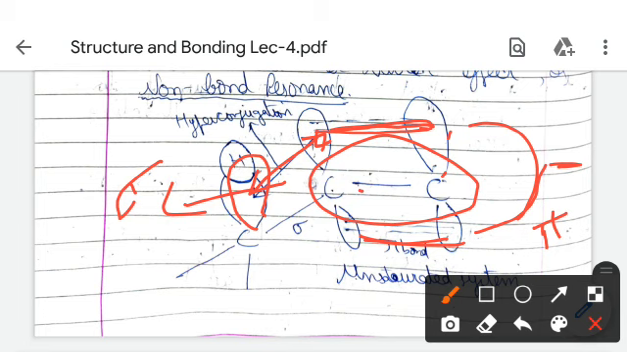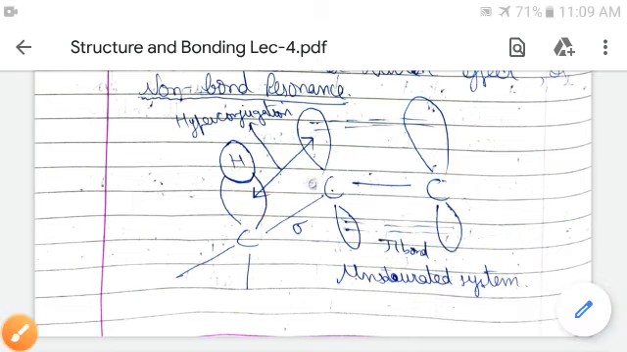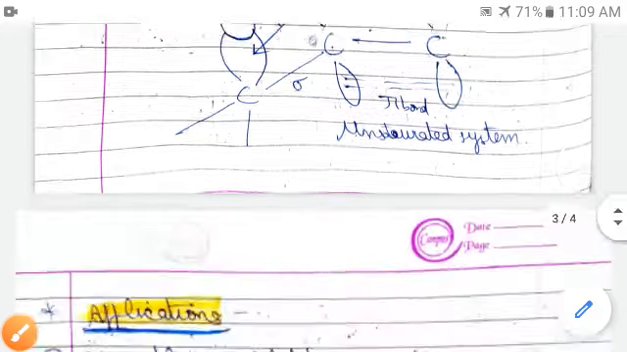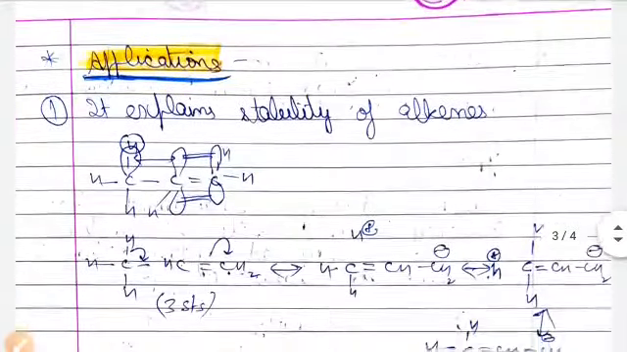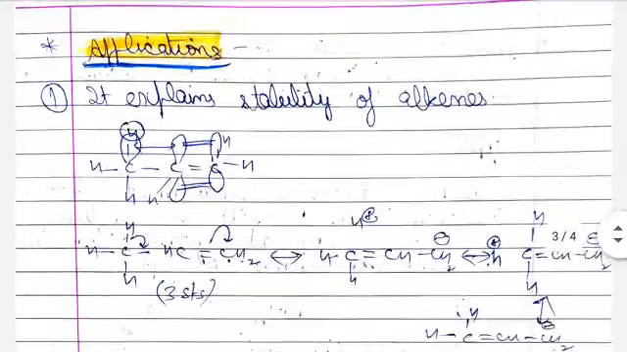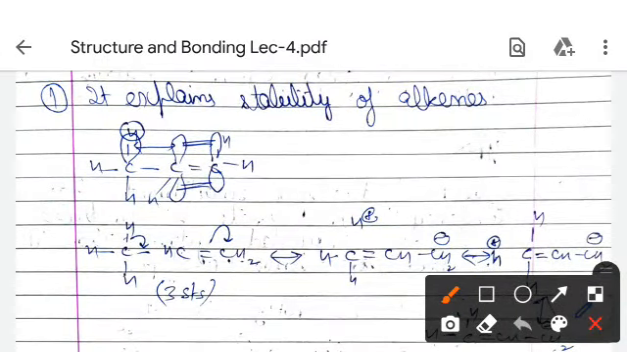So hyperconjugation is an interaction between these pi orbitals and this sigma electrons of the sigma orbital. So this interaction is called hyperconjugation. This we can explain with examples also further. So next is the applications of hyperconjugation. It is a very important topic.